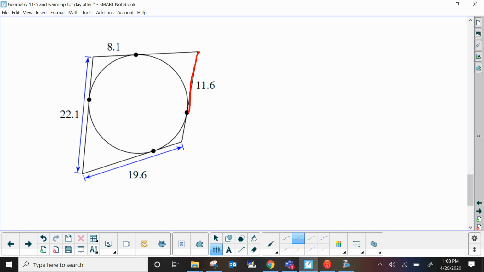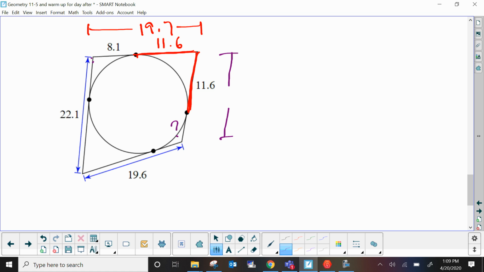All right, so I see that this one is 11.6, which means this one is 11.6 as well because they are tangents to the same circle from the same exterior point. Which allows me then to add those two parts to get this 19.7 here. All right, so now I have 3 of the 4 sides. Unfortunately, my final side for me to find would be this one right here. But in order for me to find that, I have to get this part. Okay, which means you're going to have to kind of work backwards, right?